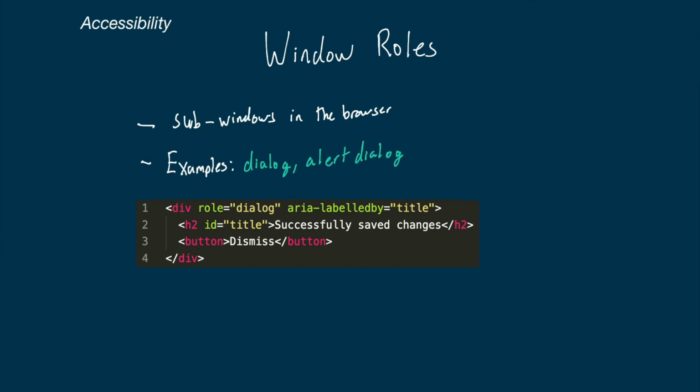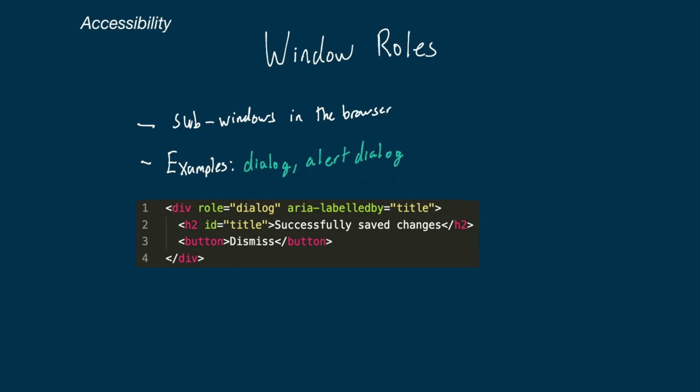Next, we have window roles, and window roles create sub-windows within the browser, so this is removing some content from the rest of the page to say that it is separate from it. This is usually in the form of a modal, but not always. There are only two types of window roles currently, and that is a dialog and an alert dialog.